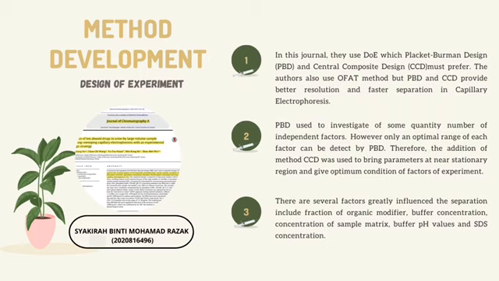In point 2, PBD is used to investigate a number of independent factors. However, only an optimal range of each factor can be detected by PBD. Therefore, the CCD method was added to bring the parameters to a near stationary region and give the optimal condition of the factors in the experiment. There are several factors considered in this study. In point 3, these are the fraction of the organic modifier, buffer concentration, concentration of the sample matrix, buffer pH values, and SDS concentration.